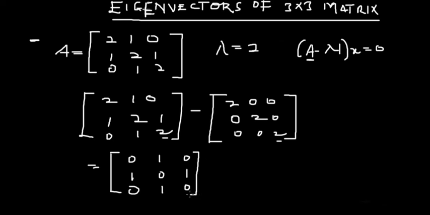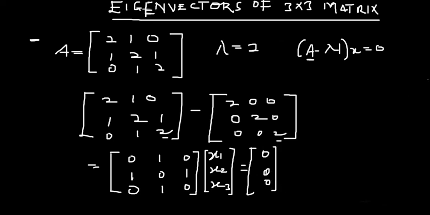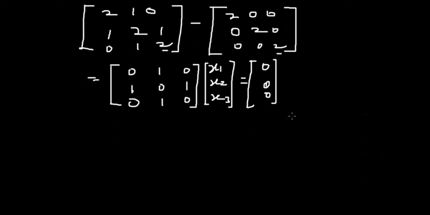From here we could just introduce our x1, x2, x3. It could be x, y, z, it doesn't matter, provided you end up with the eigenvector. So you have our zeros. From here you could notice that we are almost done. We just multiply our new matrix with our eigenvectors.